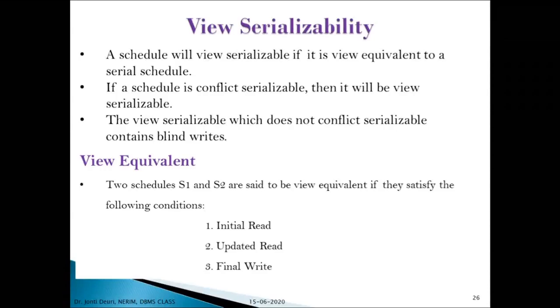Before and after making the non-serial transaction into a serial transaction, both get the same result, then that schedule is a conflict serializable schedule. If it is conflict serializable, then it will be view serializable. That is another thing. Then the view serializable schedule which is not conflict serializable contains blind writes.